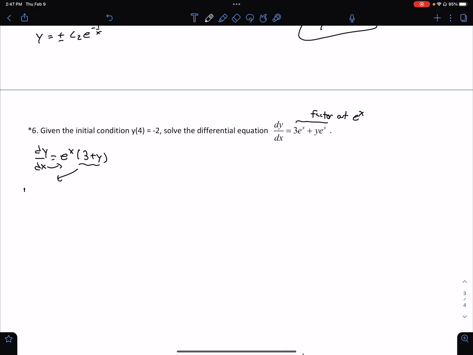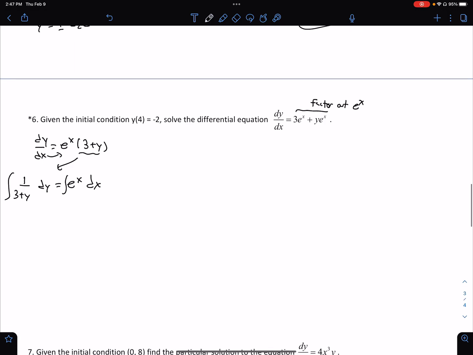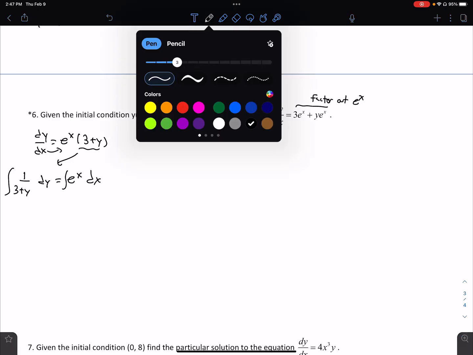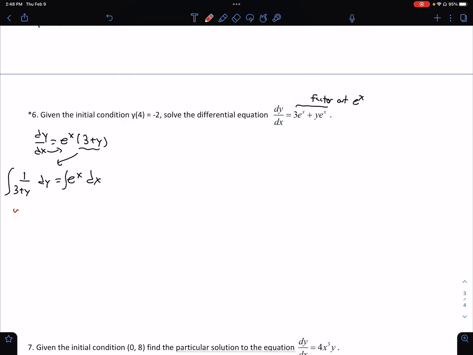And that's going to give us 1 over 3 plus y equal to, whoops, oh no, terrible error. I forgot my dy there. So let's see, we got that. There's our dy equals this e to the x dx. And now I'm ready to actually integrate this. So the antiderivative of 1 over 3 plus y, yep, that's our u substitution here. We're going to let u equal 3 plus y. Our du is just dy.